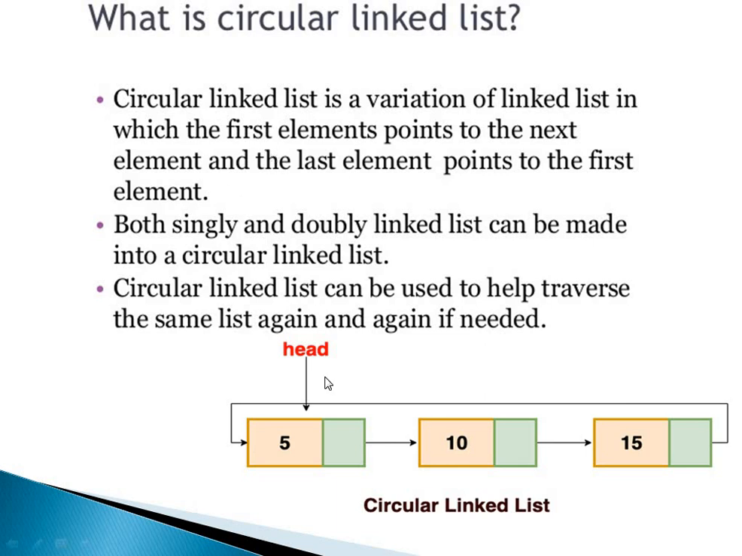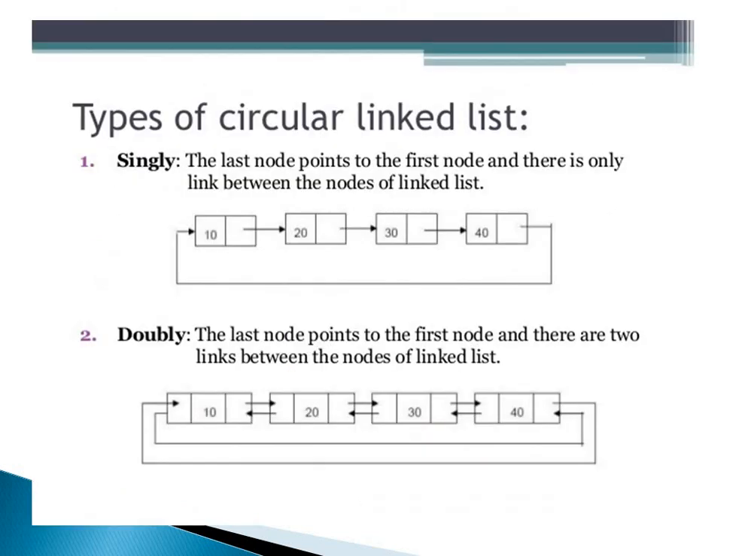As you can see in the diagram here, there are three nodes: 5, 10 and 15. Here the last node always points to the first node. So if the last node points to the first node, it becomes a circular linked list. It is applicable for both cases, one for the single linked list and one for the double linked list, because as you have seen in the definition, it is made for both single as well as double linked lists.